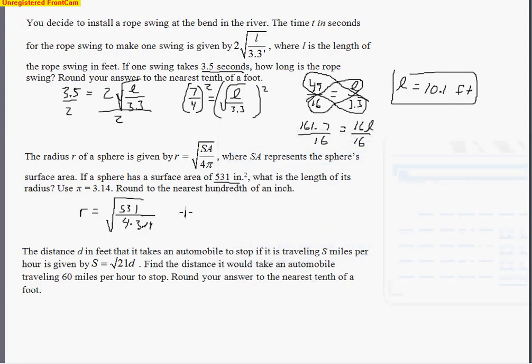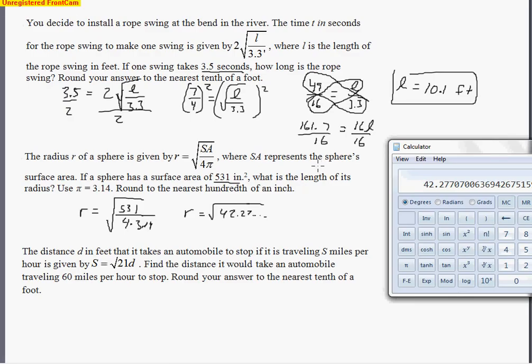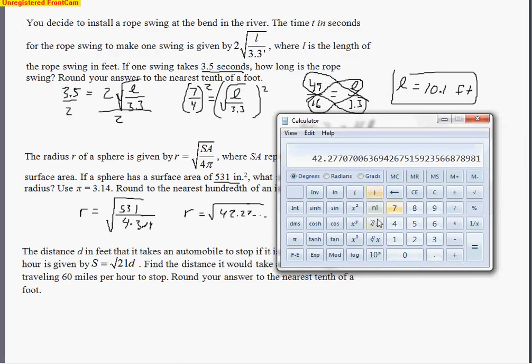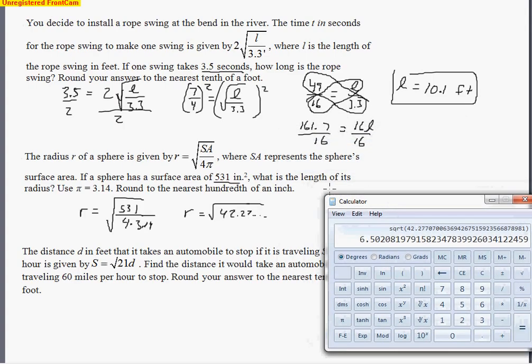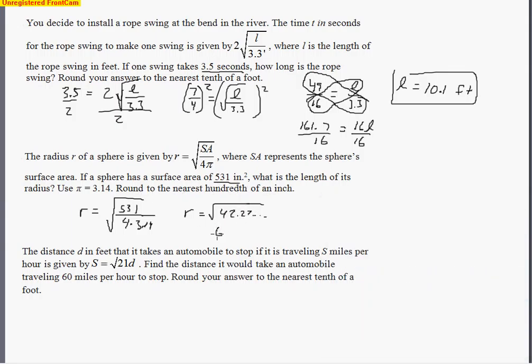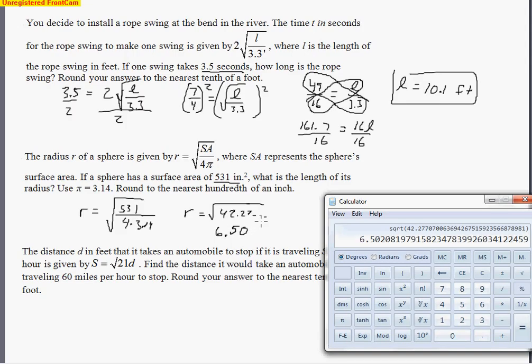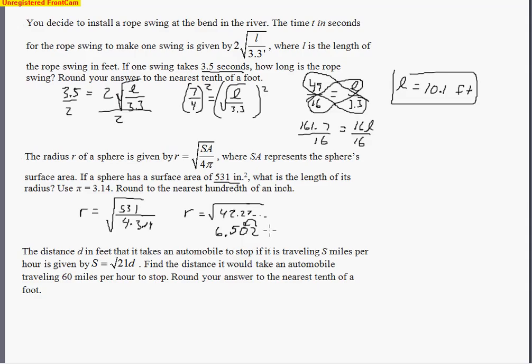So I've got r equals the square root of that 42.27, but the number keeps on going, so I'll just draw some dots there. Now I'm going to take the square root of this answer, so I'll use the radical sign right here, and it's taking the square root of this. There it is, 6.5. And so we're supposed to round to the nearest hundredth of an inch. 6.502, I think the number was. Let's see, yes, 2. So the 2 is not big enough to round that up, so we're just going to leave this as 6.50, and these are inches.